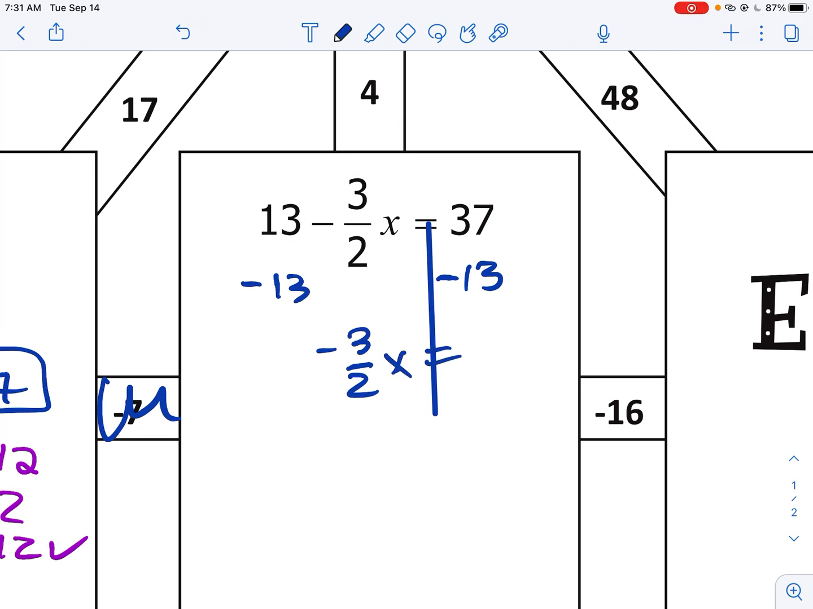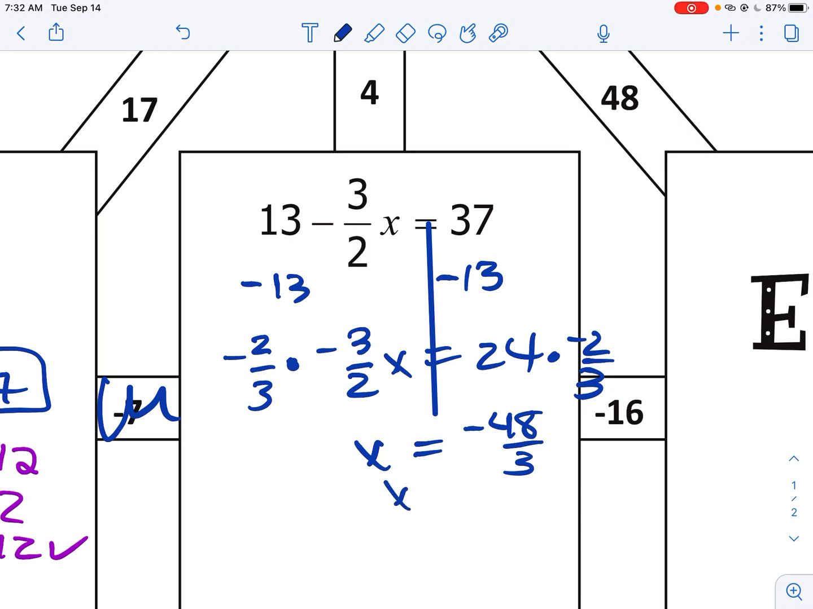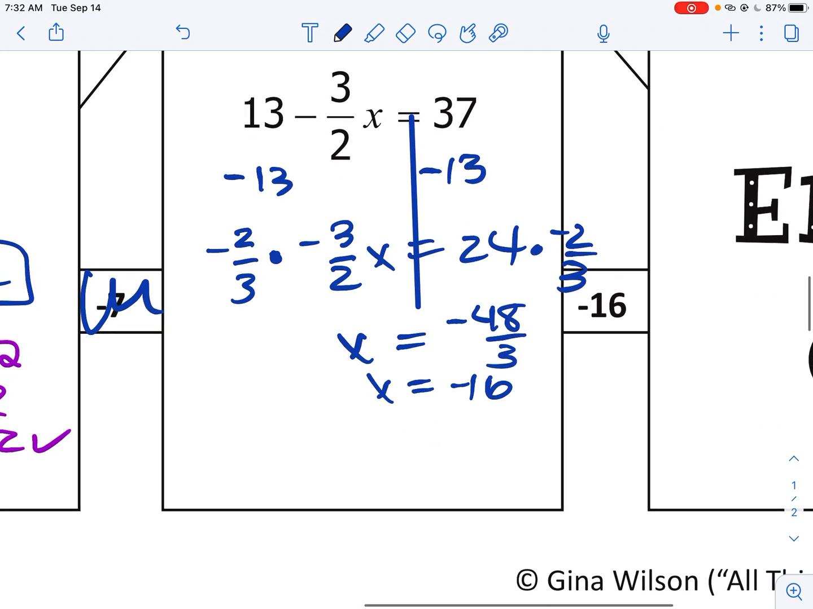I bring this here. I subtract 13 from both sides. Negative 3 over 2x equals 24. I multiply by the reciprocal. I get x equals, and that would be negative 48 over 3, which is x equals negative 16.